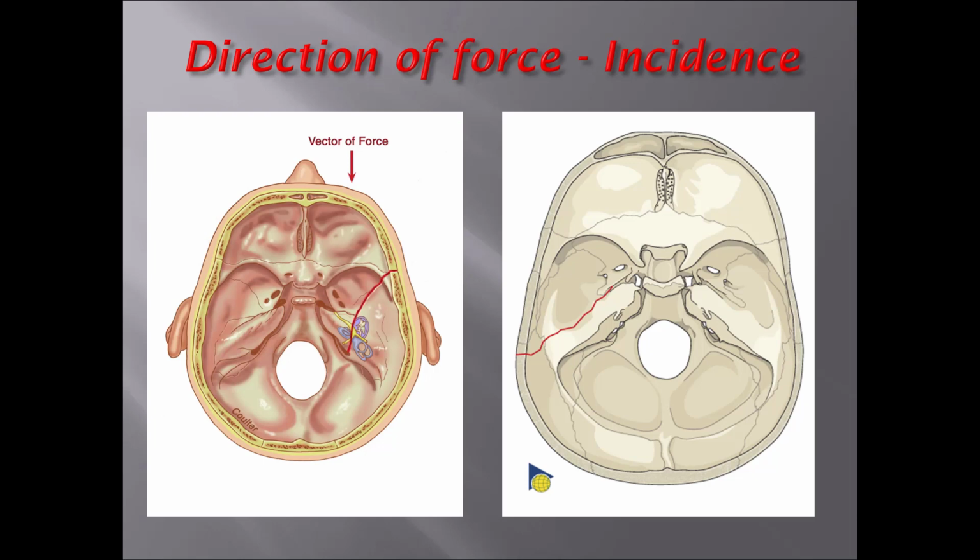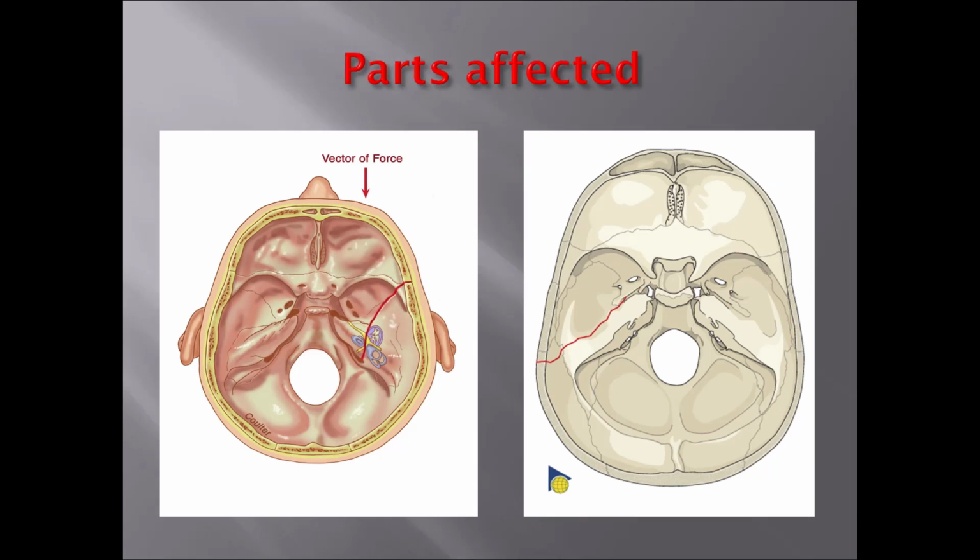The direct trauma on the side of the skull causes a longitudinal fracture, whereas the indirect anteroposterior trauma causes a transverse fracture. The longitudinal fracture affects the external ear, tympanic membrane, and middle ear, whereas the transverse fracture affects the inner ear.